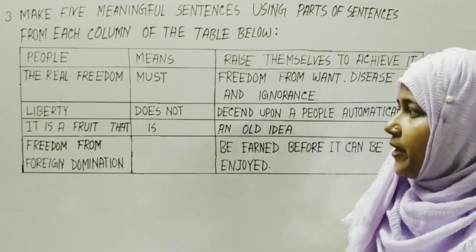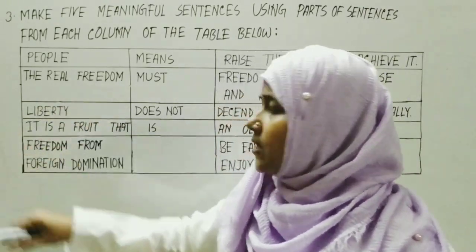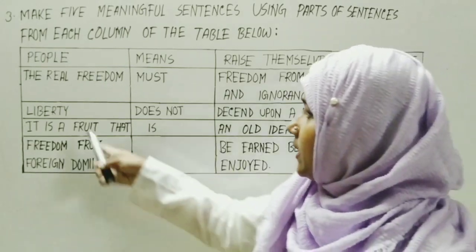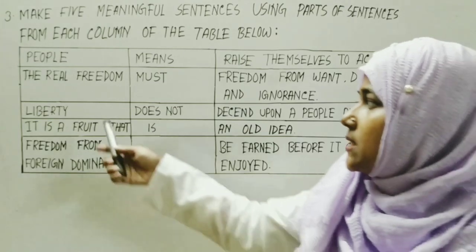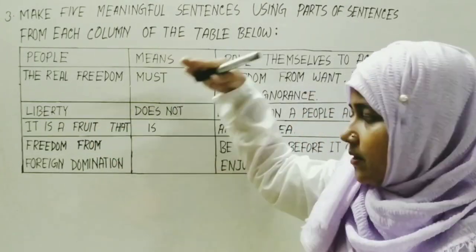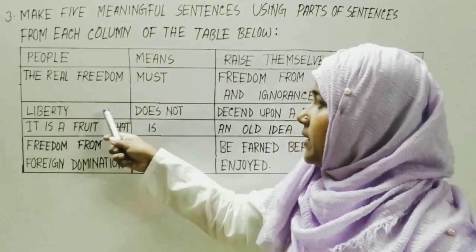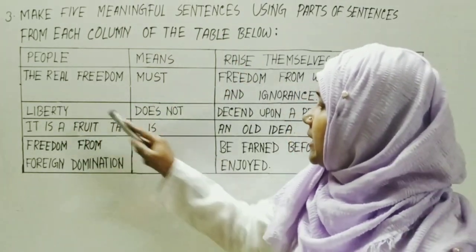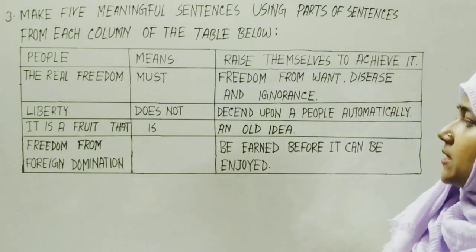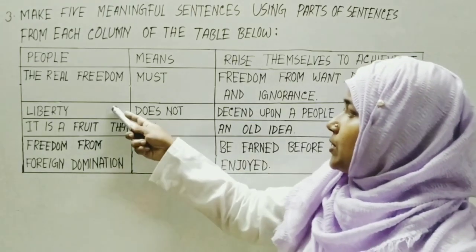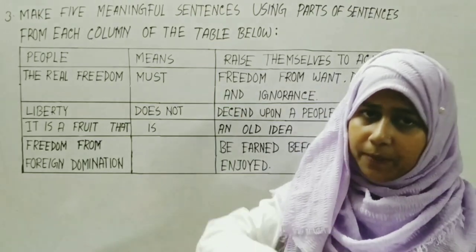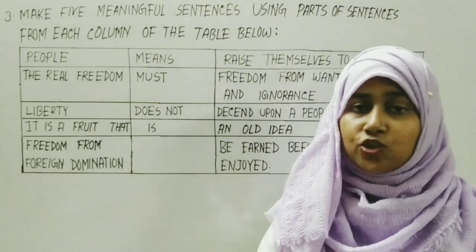Clear? Then third point, that is liberty. What is liberty or how can we achieve liberty? Here you can write by using this. Liberty, third person singular number. So we have used this one. Liberty doesn't descend upon a people automatically. No, it should be earned.